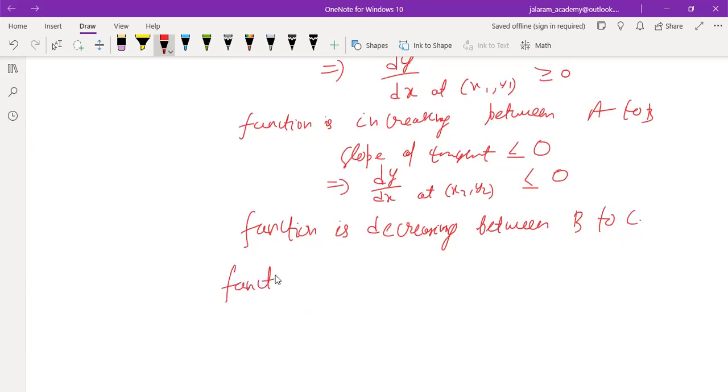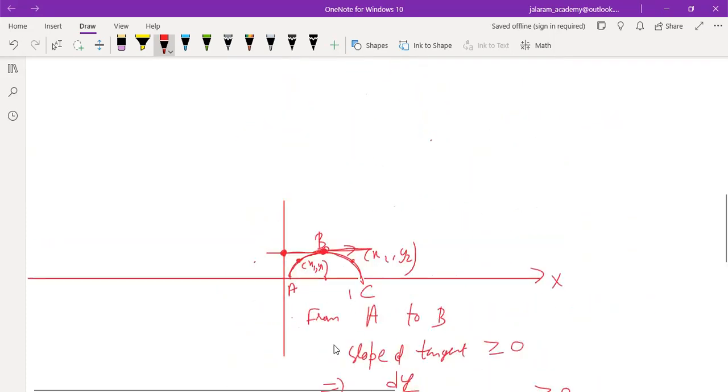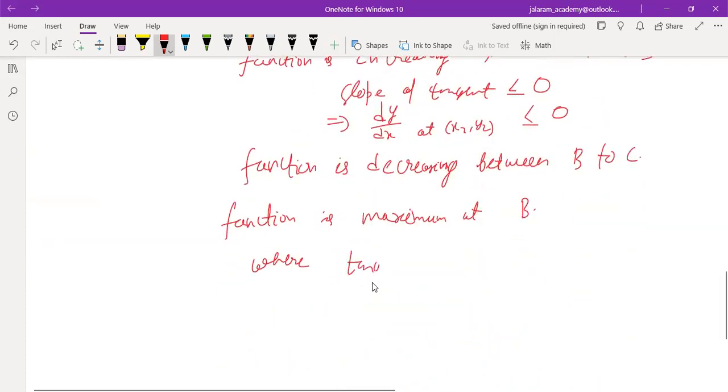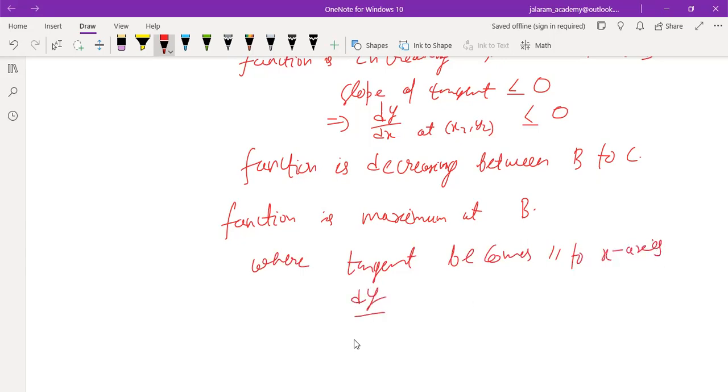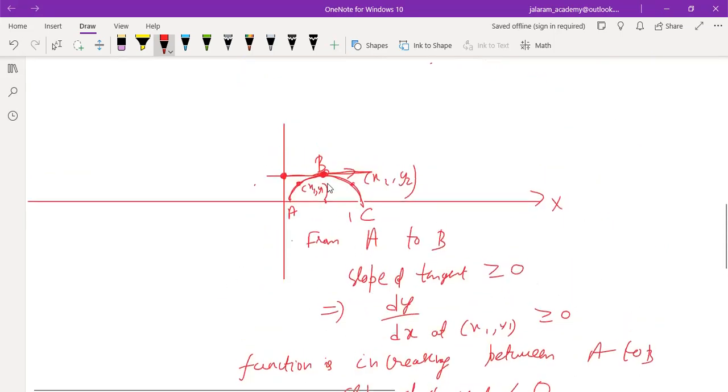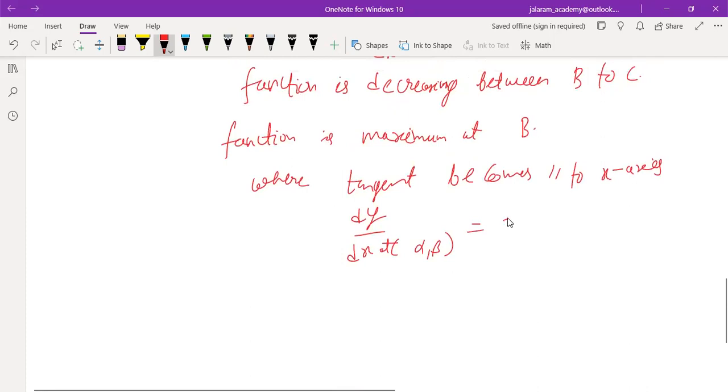So function is maximum at point B, where tangent becomes parallel to x-axis. So what will be the slope of this? Slope of tangent, if we assume the coordinate of point B to be alpha comma beta, will also be 0.